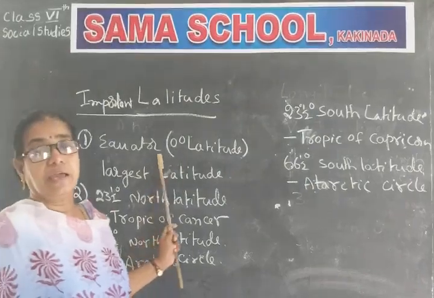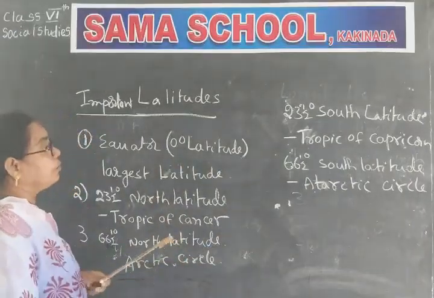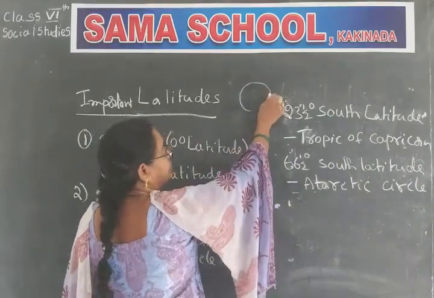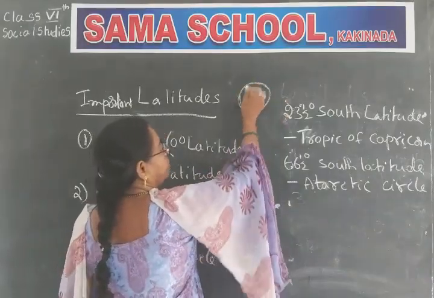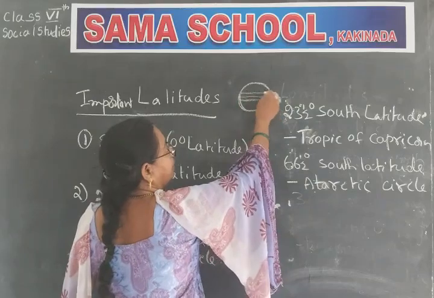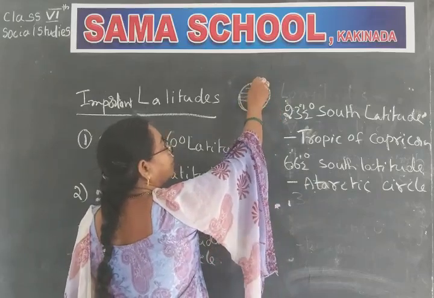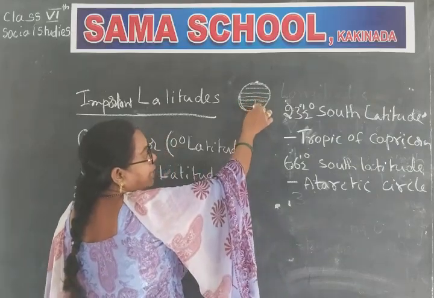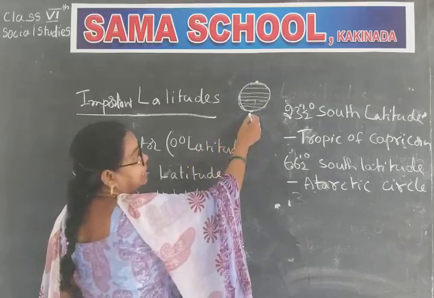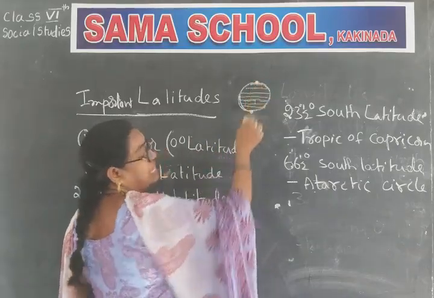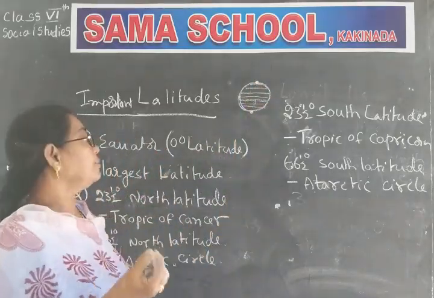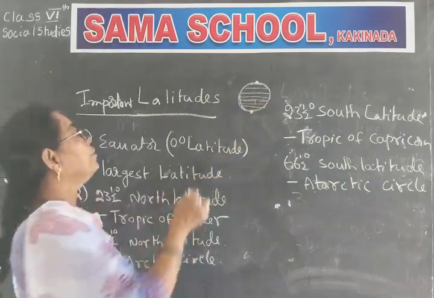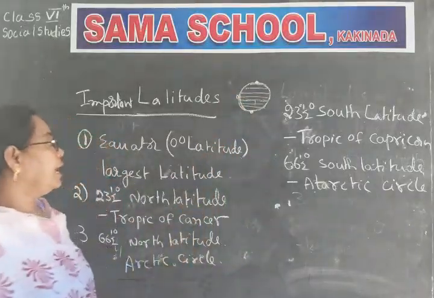Before that we learned that if we go from the equator towards the north pole and the south pole, the size of the latitudes goes on decreasing. At the poles, it becomes a point. So the middle one is the largest latitude, which is called the 0 degree latitude.